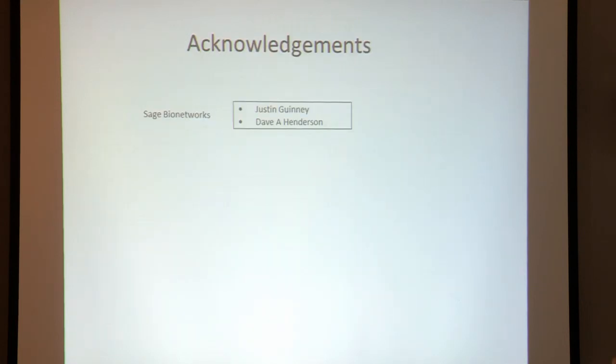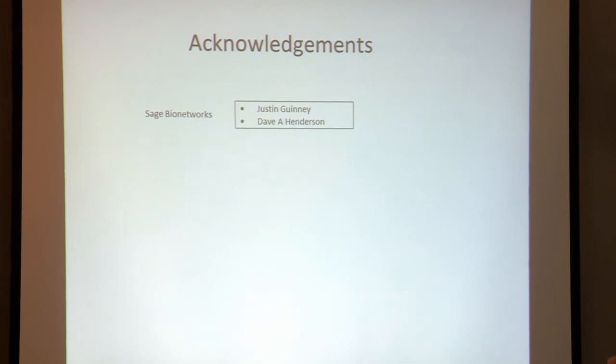That is the last step. Two people from Sage contributed to the package development, Justin and Dave. Again, the key driver analysis is very simple. Thank you.